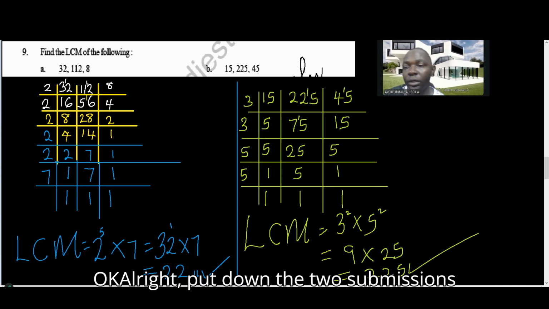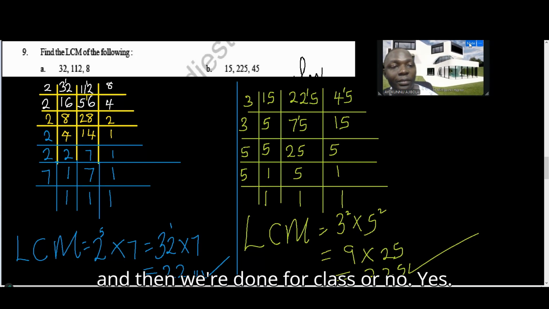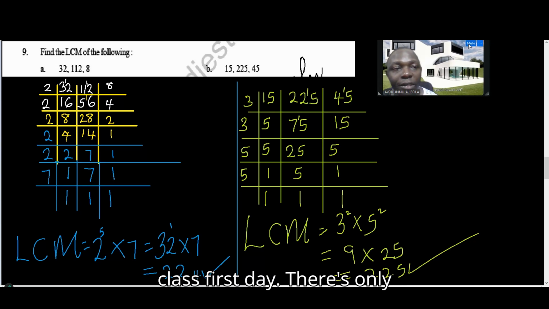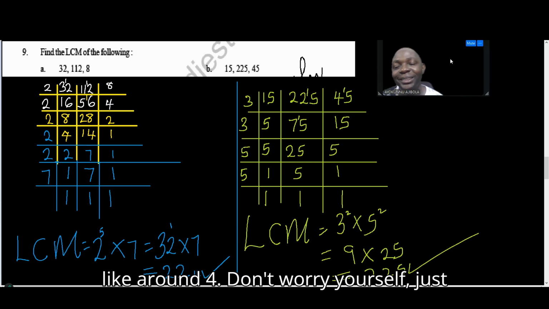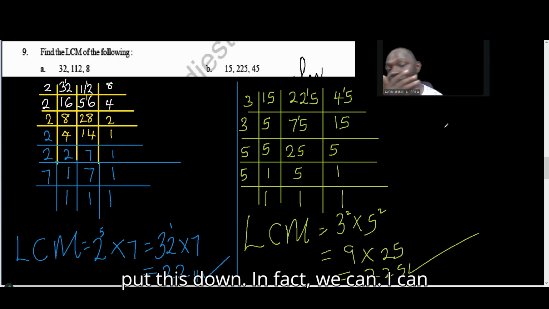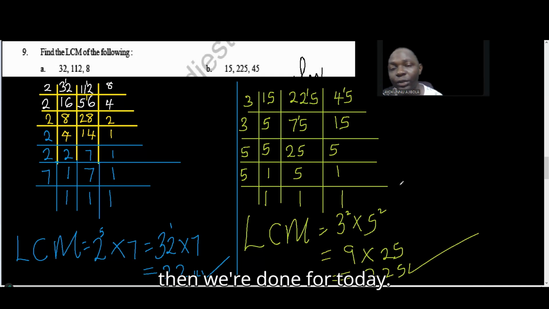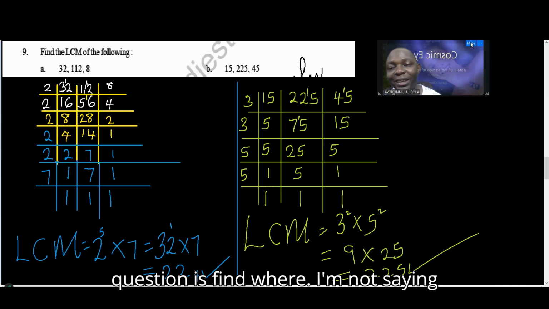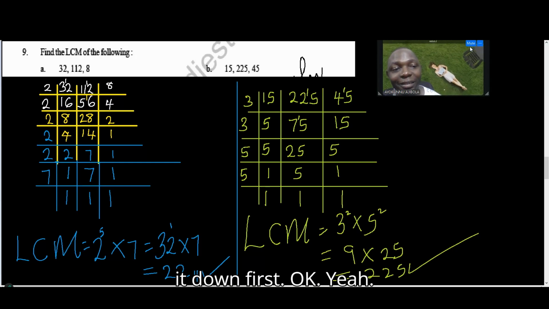All right, put down the two solutions. And then we're done for class, or no? Yes, once you put it down, we're done for the class for today. It's only 3:44. I thought we end around 4. Don't worry yourself. Just put this down. In fact, I can even ask you to re-explain it to me, then we're done for today, okay? Okay then. So put it down. Wait, the question is find... I'm not saying you should explain now. I'm saying you should write it down first. Oh, okay. Yeah.